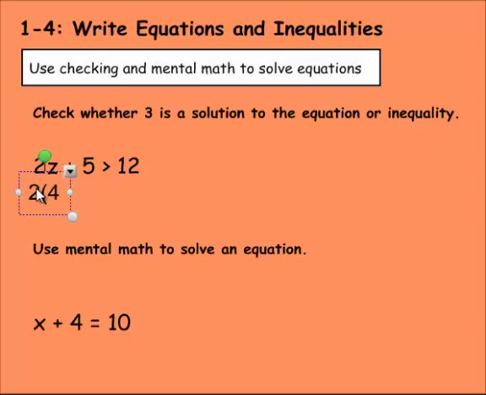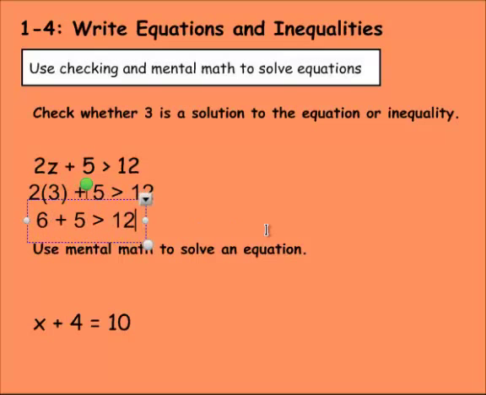We do 2 times 3 plus 5. Is that greater than 12? Let's solve it. 2 times 3 is 6 plus 5. Is 6 plus 5 greater than 12? Let's do the math over here. 6 plus 5 is 11. Is 11 greater than 12? We're actually going to say no. This is actually a false inequality.